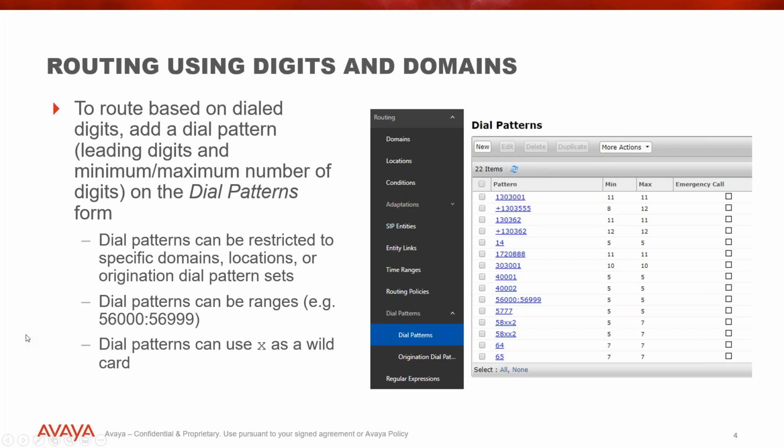We've got an example of that. So that would be an example right there. That's 56000 through 56999. Kind of a silly example. I could have done that one with just the leading digits 56. It's just an example. Dial patterns can also use X as a wildcard. I've got an example of that here. So 58XX2, where the X stands for any digit. So this would match, for example, 58122. It would match 58342. You get the idea.